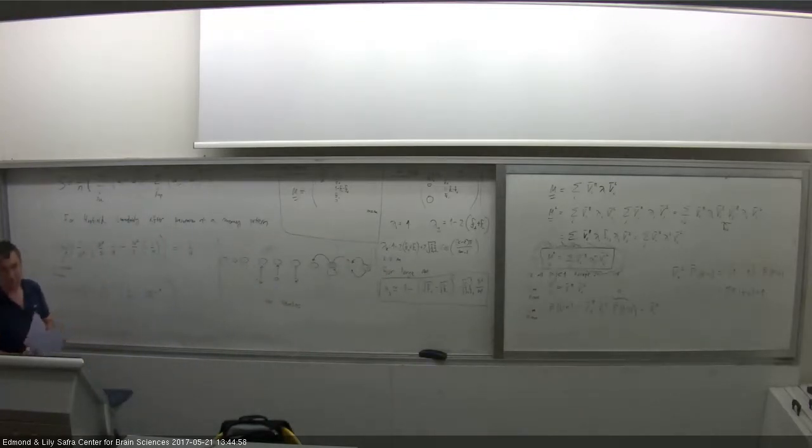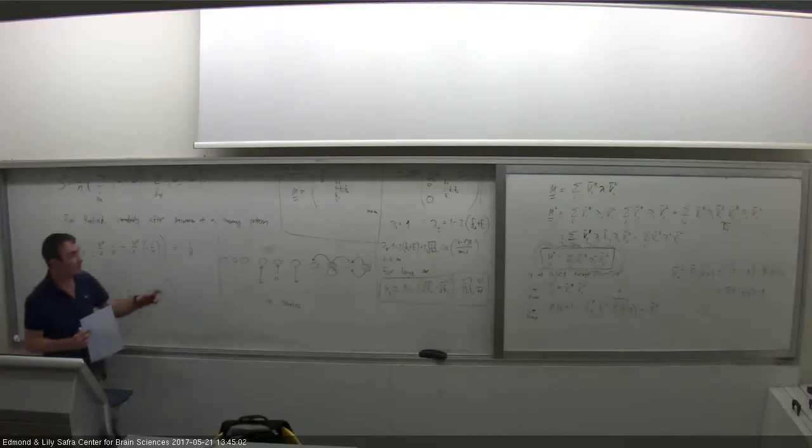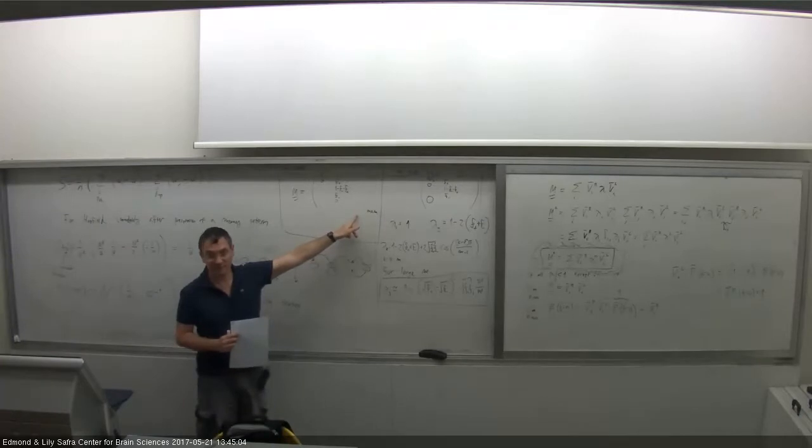M here is the number of states, or? M is the number of states a synapse can attain. That's the size of the matrix.